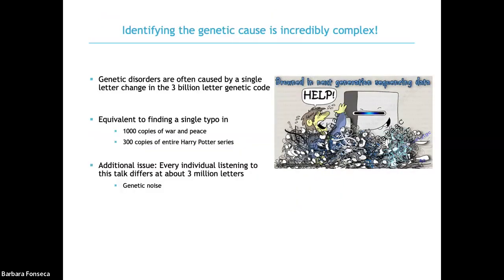Genetic conditions are often caused by just a single letter change in that 3 billion letter genetic code. So it's actually not easy to find them. It sounds easy, but it's not, because all of us have changes in our genetic code, all of us, but most of them don't cause disease.